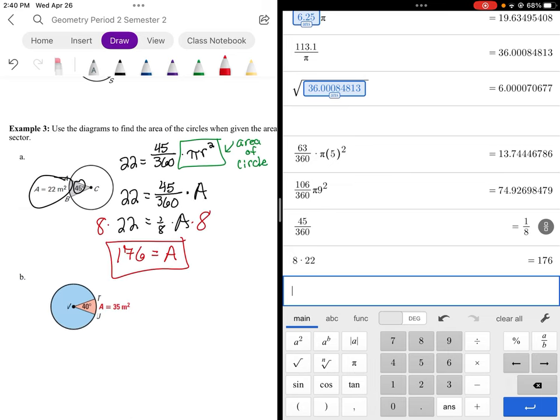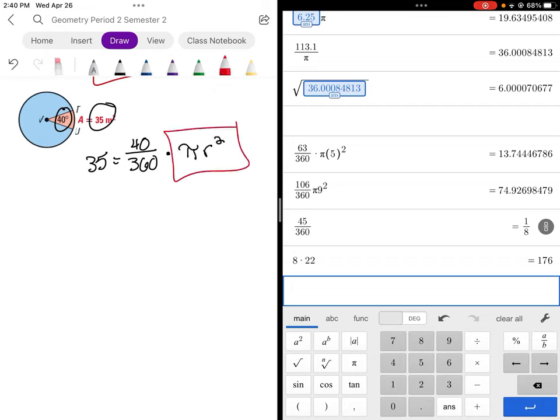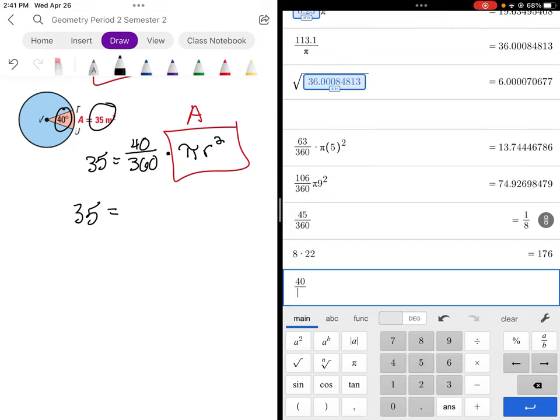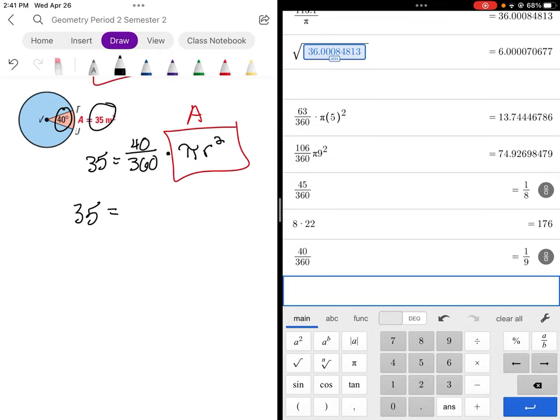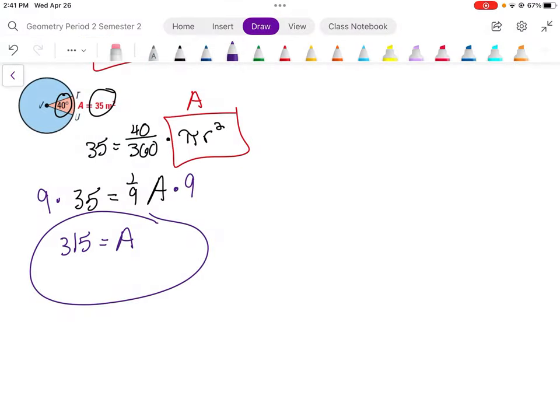All right, if you want to pause and try B on your own, you can. So this one, they give us the area of the sector is 35 and the central angle is 40. Again, we're looking for the area of the circle, which is the second part. So we're going to have 35 equals, if we simplify our fraction, that's 1 over 9. We just need A by itself, so we're going to multiply both sides by 9, and that will give us our answer. And that would be the area of the circle.